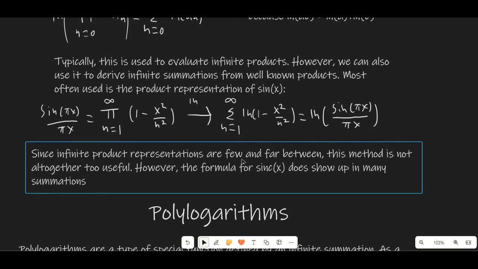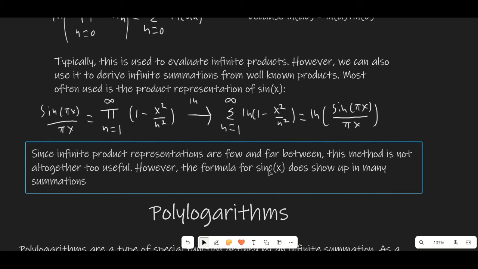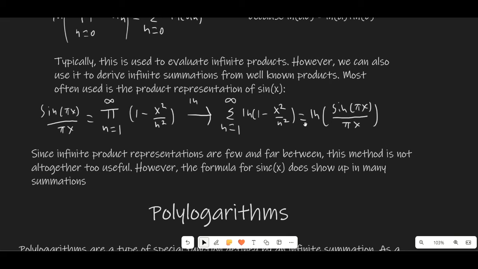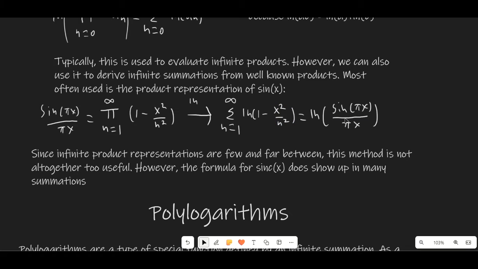Since infinite product representations are few and far between, this method is not altogether too useful. However, the formula for sinc x does show up in many summations. So just remembering this formula is probably a good idea. And if you're ever given some infinite product, you can always try and turn that into a summation identity.